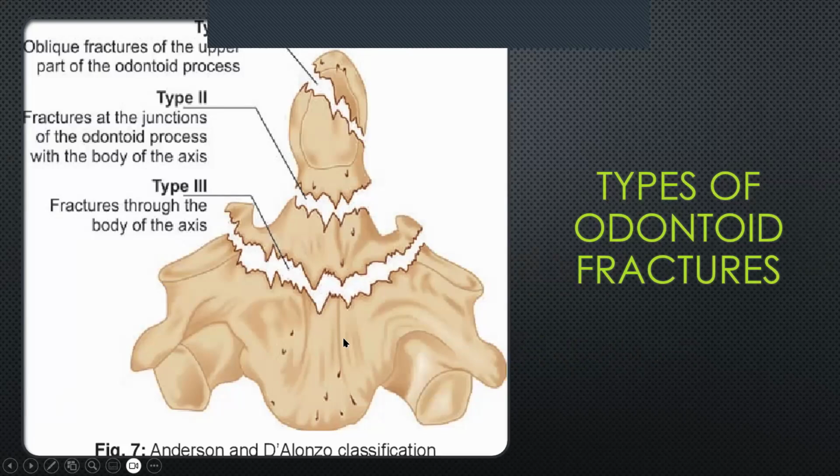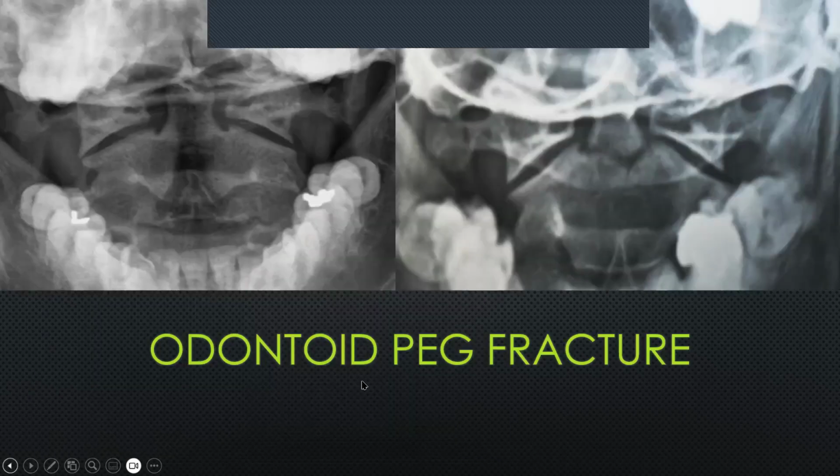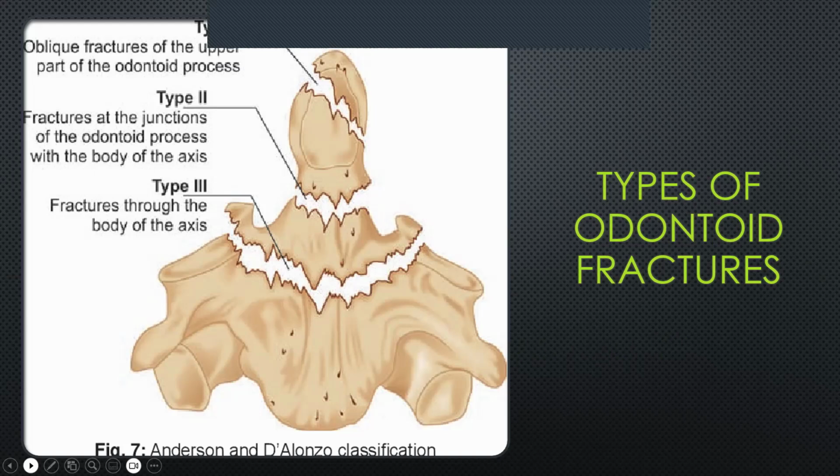So these are the types of fractures that we get. Odontoid type 1 is an oblique fracture of the upper part of the odontoid process. Type 2 fractures at the junction of the process and the body. Type 3 is a fracture through the body of the axis. We can say that type 2, type 3, or a combination of the two, are regarded as quite dangerous.